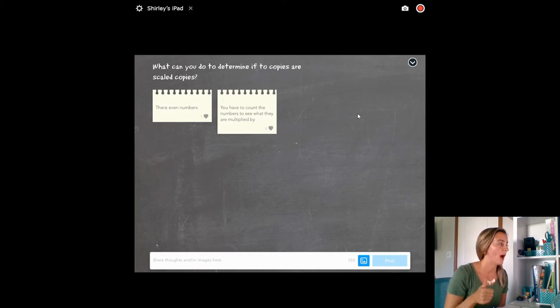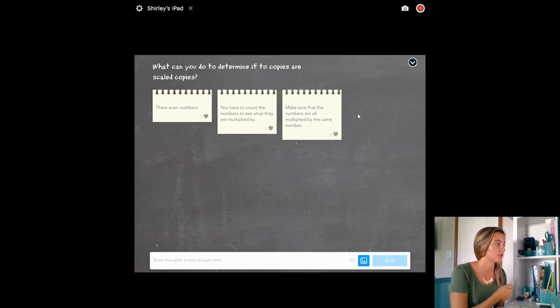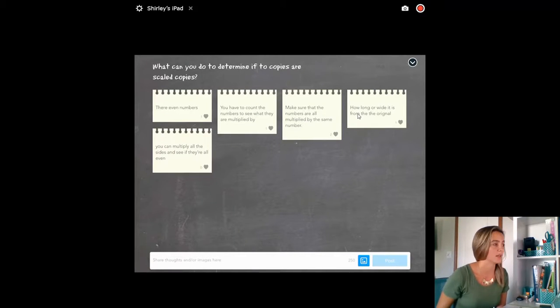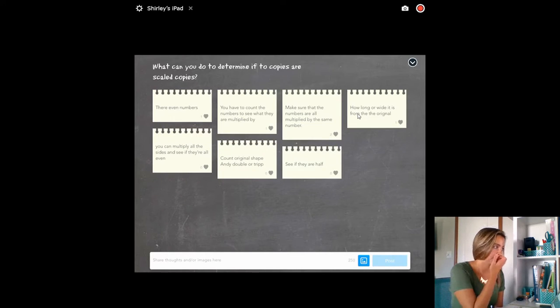Awesome. First step, you have to count the original shape first. Once you count the original shape, you have to see what they're multiplied by. How long or wide it is from the original. Yep. Perfect.